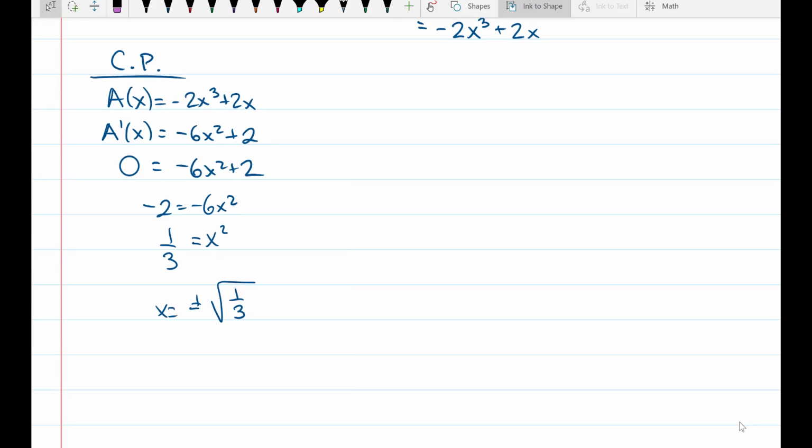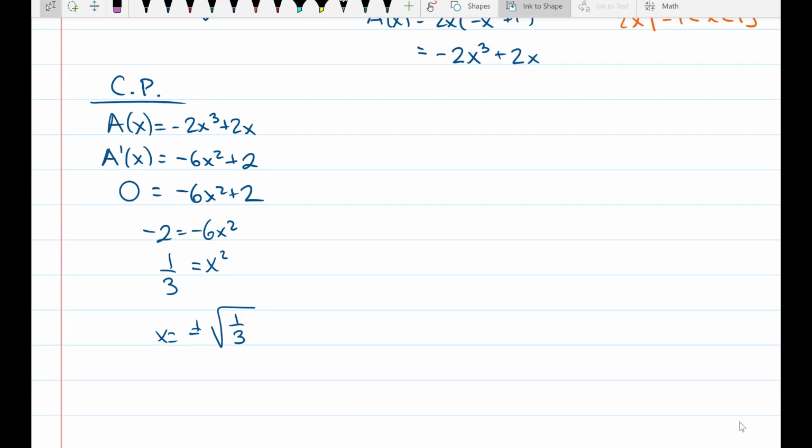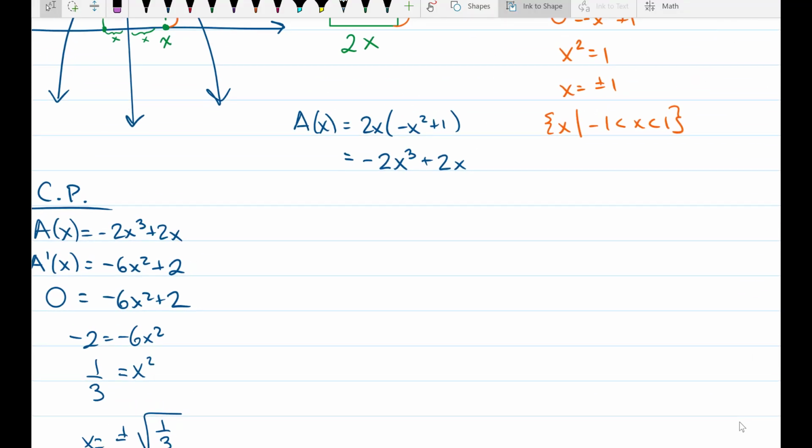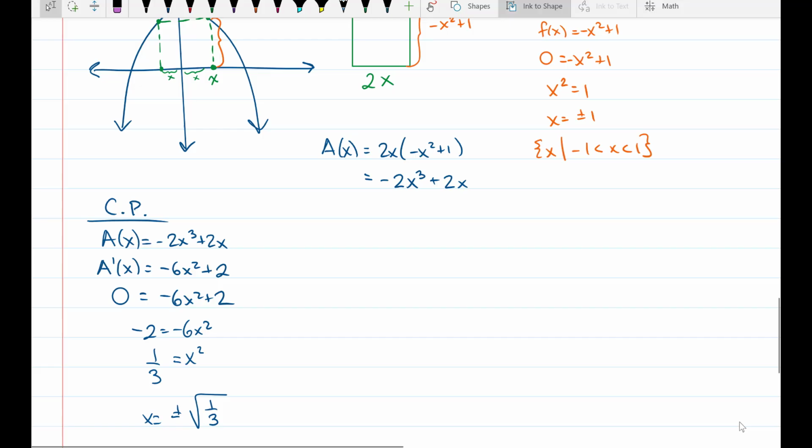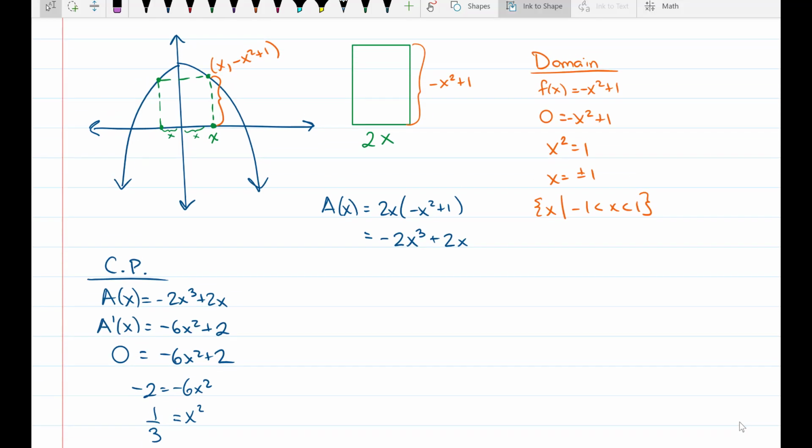Now let's talk about this. I said earlier that our domain is negative 1 to 1, and I sure hope somebody caught me on that, because can the domain be negative? I know right here I solved, I got plus or minus 1. However, let's think about what we're talking about. An x value is about side length. So in fact, we have to exclude the negative. Our domain is then from 0 to 1, because a length can never be negative.